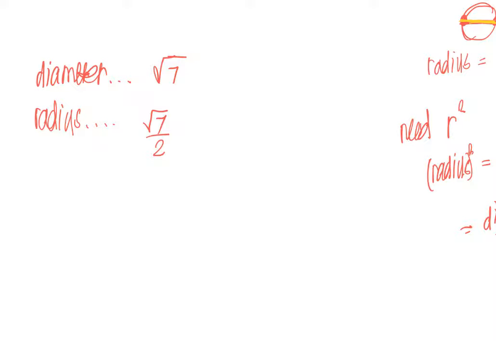Just like that. But again, that's not what the equation of a circle is asking for. It's asking for r squared. So you then need to square the square root of 7 and square 2. So the square root of 7 squared takes the root off, and you're just left with 7. And 2 squared is 4.